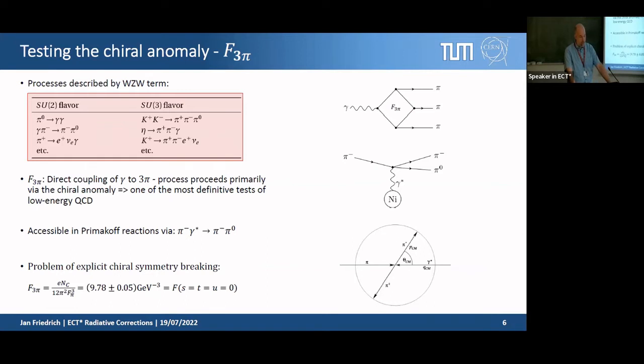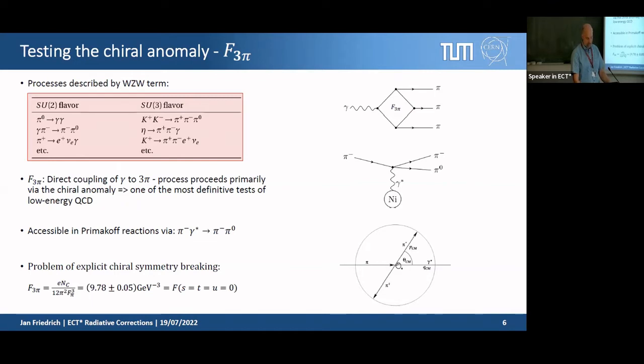And the way out are Primakov reactions, where you scatter the pion off in the nuclear fringe field, which is purely electromagnetic at some distance at least. And there you approximate this scattering as scattering of quasi-real photons. And so this process that we have sketched here before is embedded into the Primakov reaction.